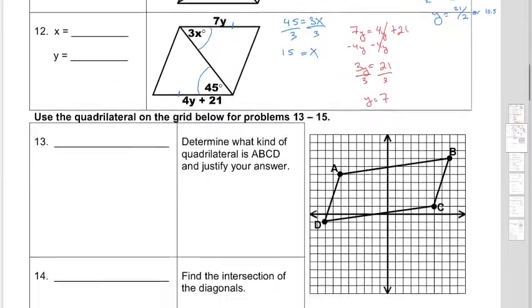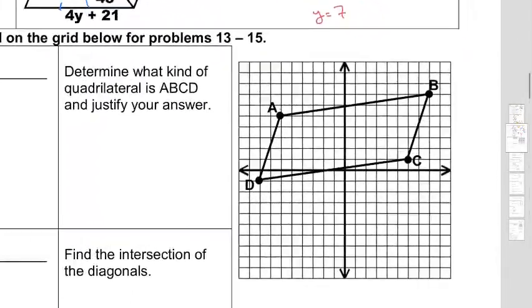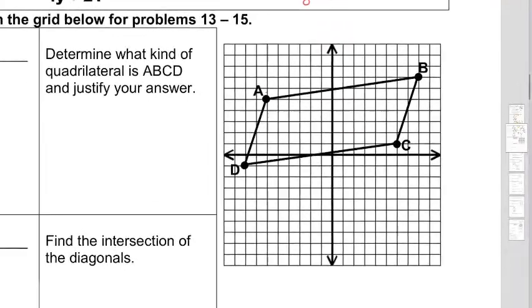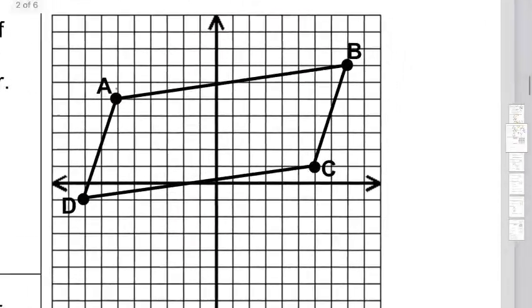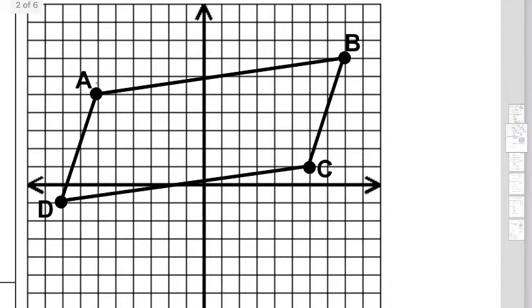All right, so let's take a look at 13 through 15. So 13, it says determine the kind of quadrilateral that we have here. So instead of going through and trying to figure out and eliminating each one, we can figure out which one it cannot be. So here's what I mean.